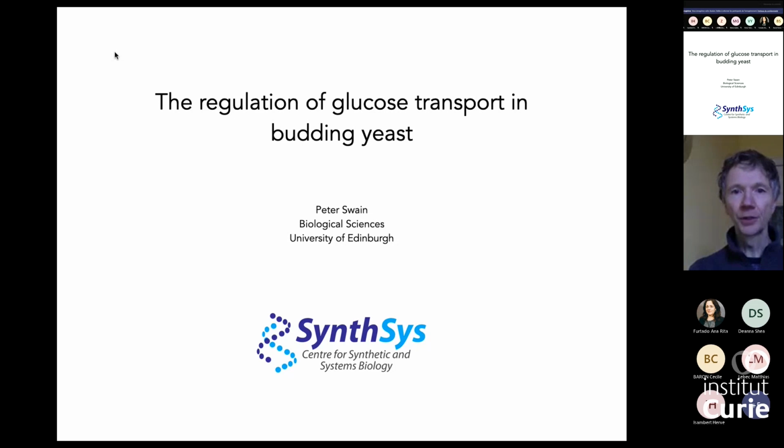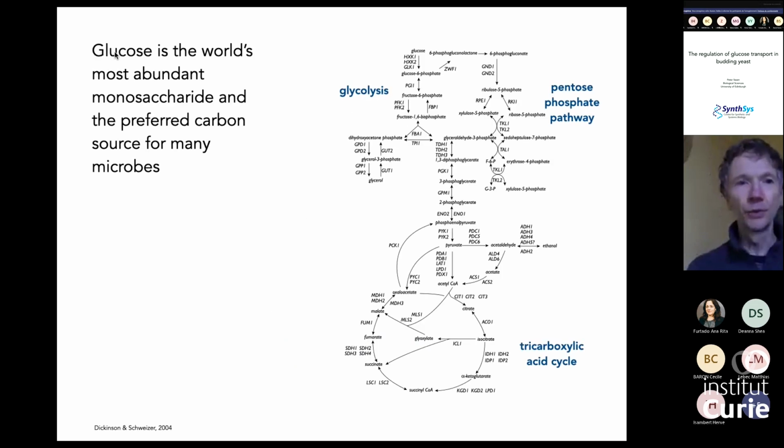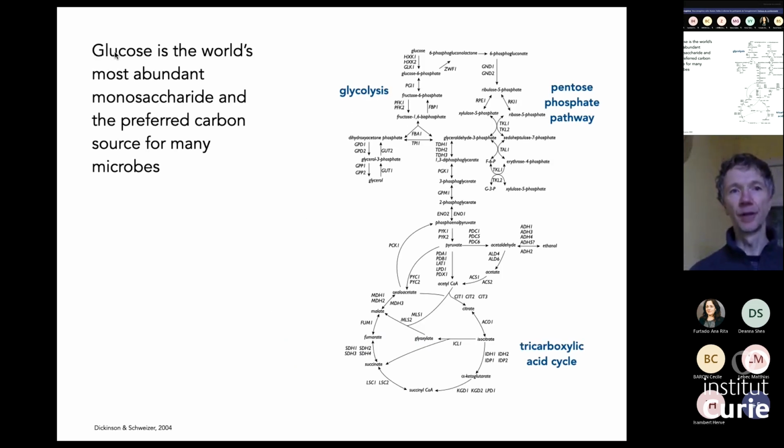But today I want to talk about glucose transport in budding yeast. And as you all know, glucose is the world's most abundant sugar, and it's the preferred carbon source for many microbes, with the pathways that metabolize sugar being very highly conserved from bacteria to our own cells.